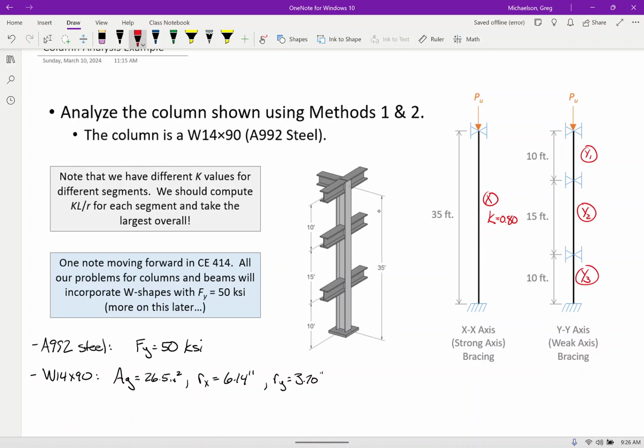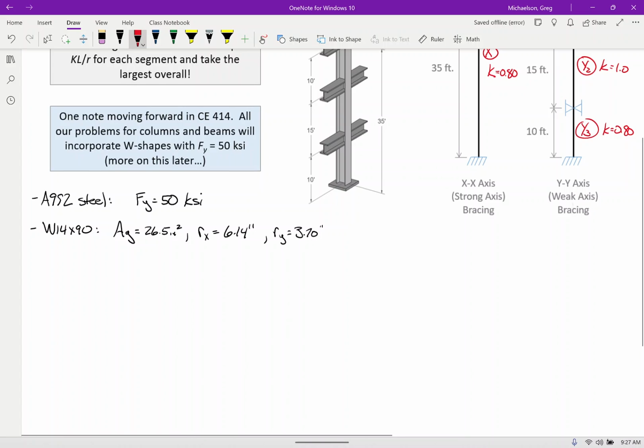Okay? What about Y1 and Y2? We have a pin on top, pin on the bottom. What's the K value? 1, yeah. And what about the K value right here? What's it going to be? Pinned, fixed. 0.8. So, to address your question, Mr. Moore, what happens when you have segments that are of different lengths? The answer is you address all of them, okay?